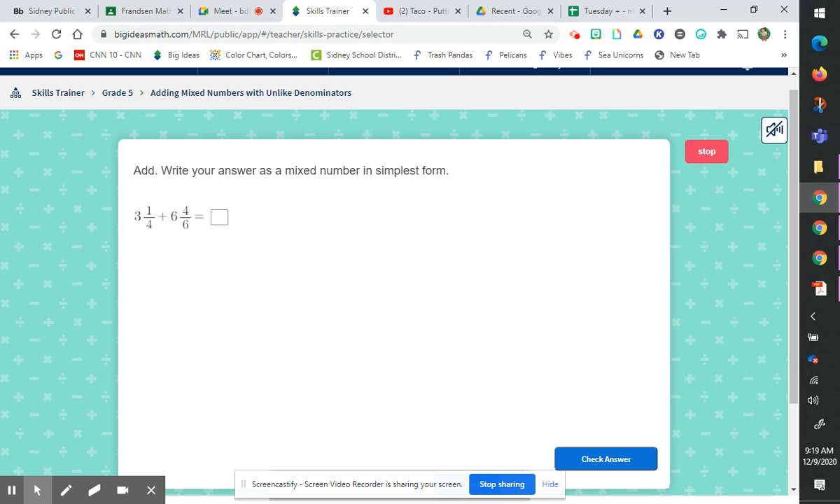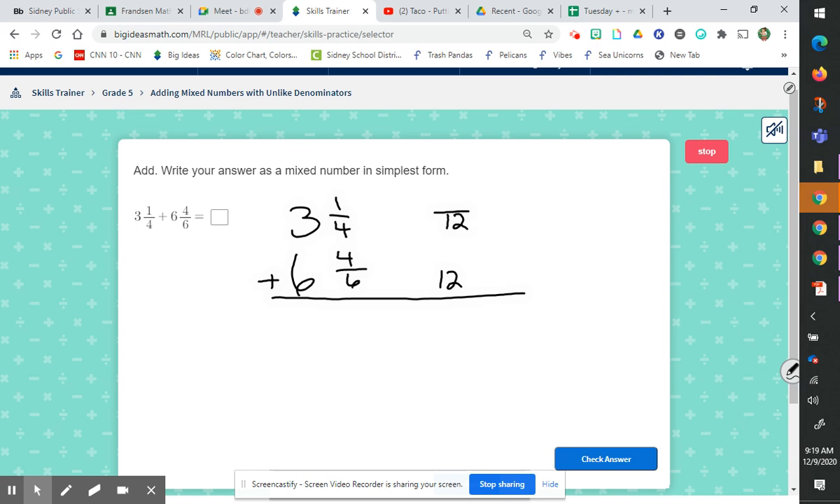Okay, when I look at this problem, I see that I have a 6 and a 4 for my denominators. So I pick my bigger number and I start thinking, okay, 4 doesn't go into 6, but does 6 times 2 equals 12? Does 4 go into 12? Yeah. 24 would have worked, 36 would have worked, a bunch of numbers would have worked. But the first one that works is that number 12.